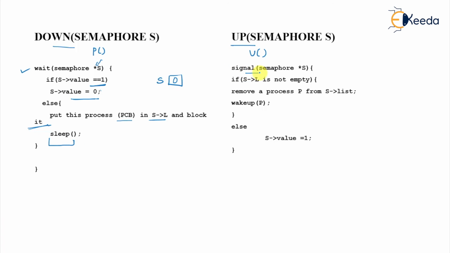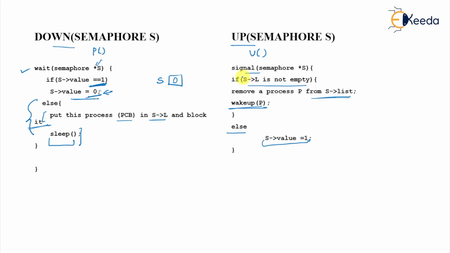And here in signal, if S.L is not empty, then remove a process from the list S pointing to and wake it up. Else, just make the value 1. So that is your down and up operation in the case of binary semaphore. One clarification: if S pointing to value is 1, then it will make it 0. If it is not equal to 1, then there must be some processes waiting to be awakened. If S is exactly equal to 1, then it will be 0 and the operation is successful. Otherwise, the operation is unsuccessful and you put them to sleep.